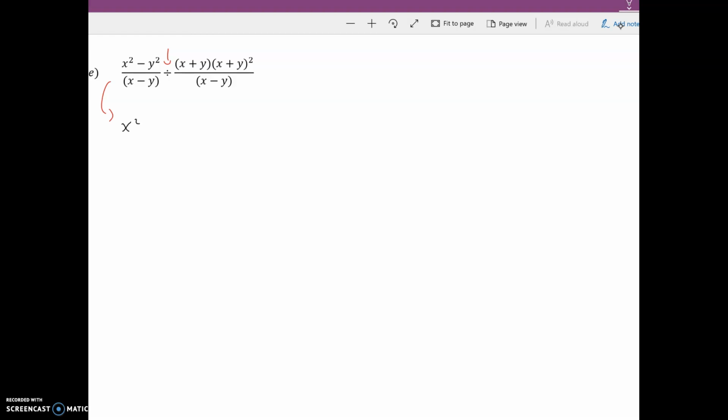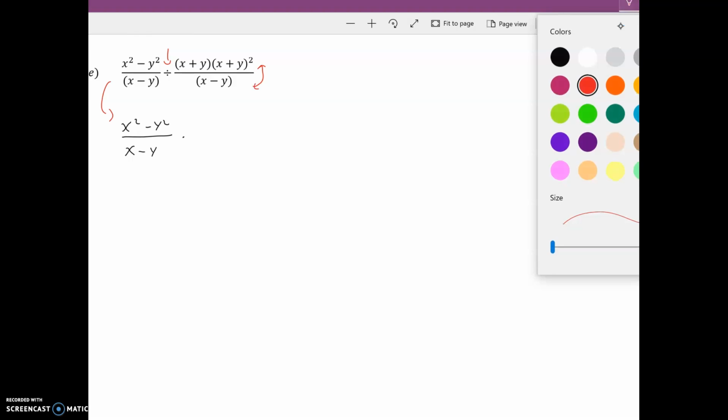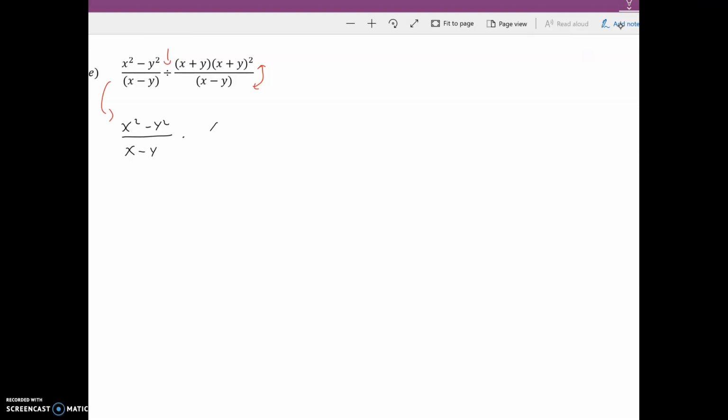So we're looking at the first fraction. It's actually x squared minus y squared over x minus y. I'm not going to write the parentheses since it's technically not needed. It's in the denominator of the first fraction. And then don't forget that your second fraction is going to flip. So we're looking at times x minus y over x plus y times x plus y. But in this case, we technically have the second power, so careful on that one.